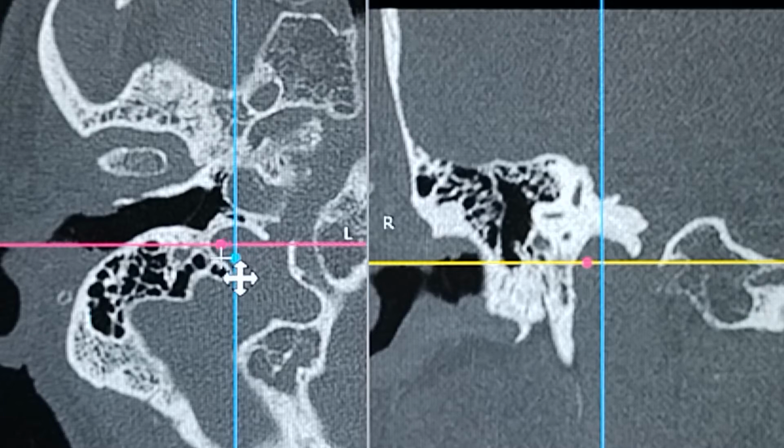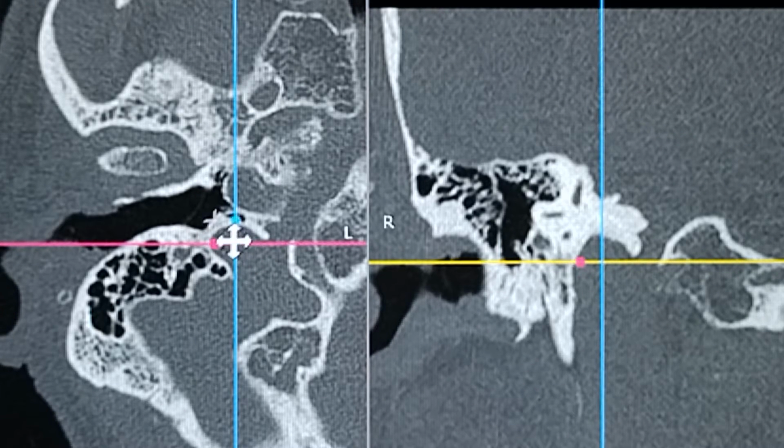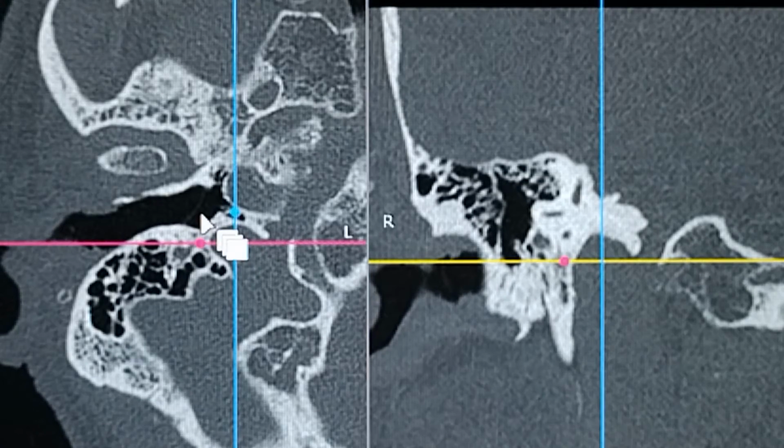The same thing happens in cases of jugular bulb dehiscence. So this bone could be dehiscent, and the content of the jugular bulb, that's the jugular vein, could be protruding inside and can cause massive hemorrhage inside.